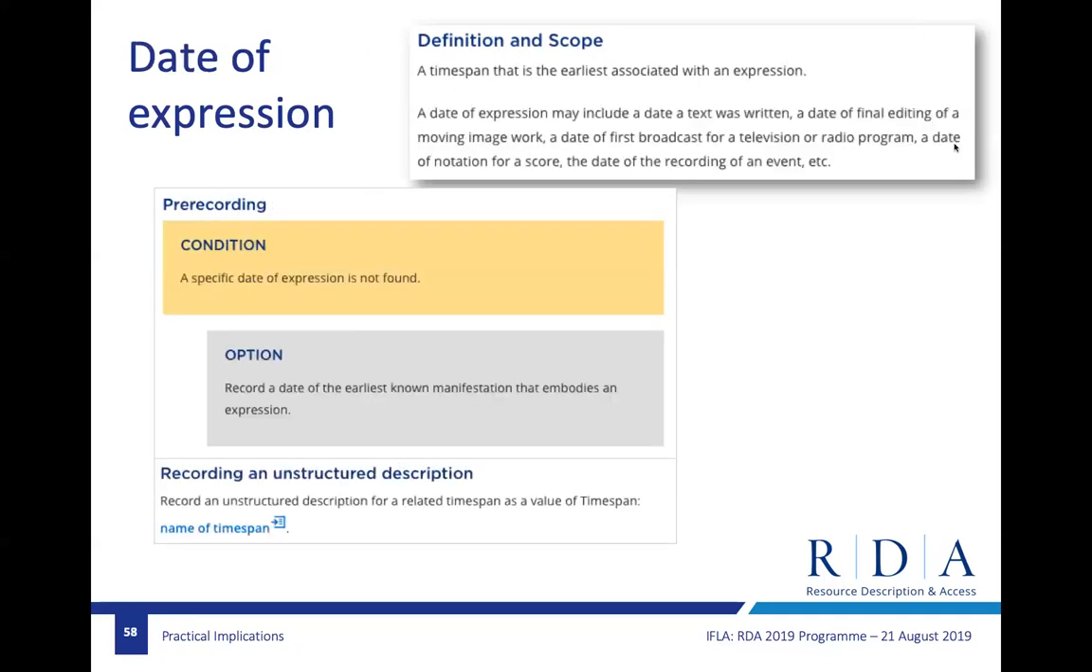Date of expression is a time span that is the earliest one associated with the expression. A date of expression may include a date a text was written, a date of final editing of a moving image work, a date of first broadcast for a television or radio program, a date of notation for a score, date of the recording of event, etc.